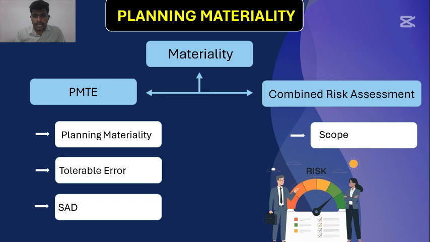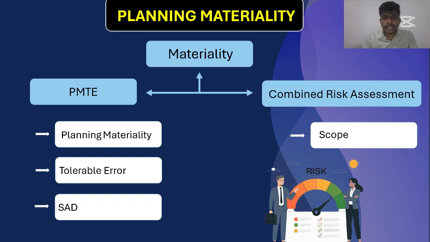Now I will discuss planning materiality. This is the most important part of the audit procedure. Materiality is mainly divided into two parts, PM and CRA. CRA means combined risk assessment. Planning materiality is mainly divided into three categories: planning materiality, tolerable error, and SAD. Combined risk assessment is mainly based on the scope of the audit. I will explain the process of determining the planning materiality, PM.